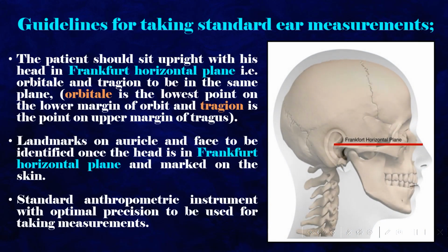Guidelines for taking standard ear measurements. The patient should sit upright with his head in Frankfurt horizontal plane, i.e. orbitale and porion to be in the same plane. Orbitale is the lowest point on the lower margin of the orbit and porion is the point on the upper margin of the tragus. Landmarks on the auricle and face to be identified once the head is in Frankfurt horizontal plane and marked on the skin. A standard anthropometric instrument with optimal precision to be used for taking measurements.